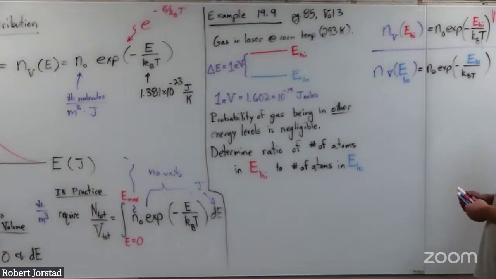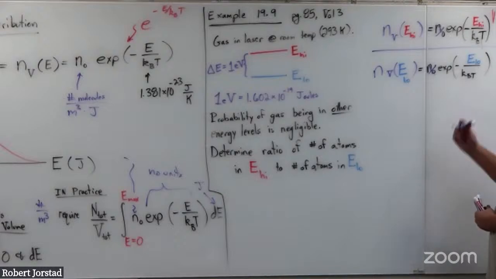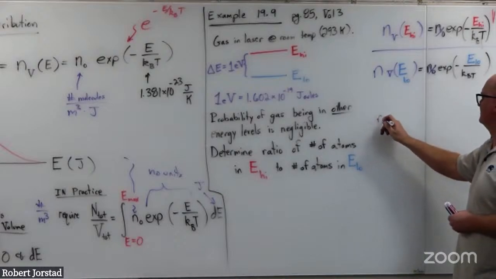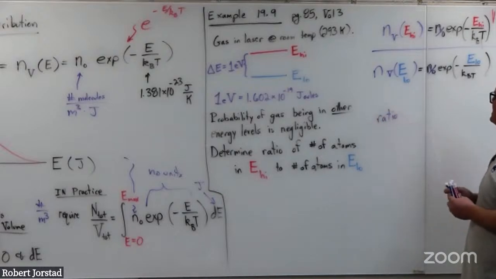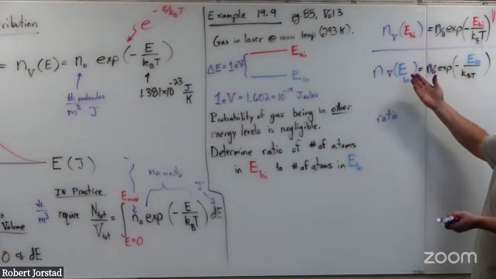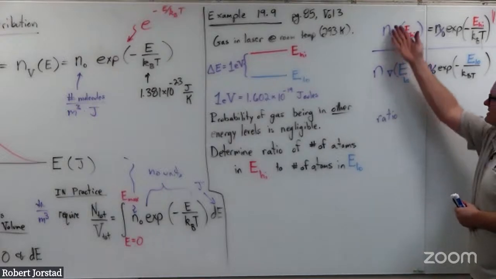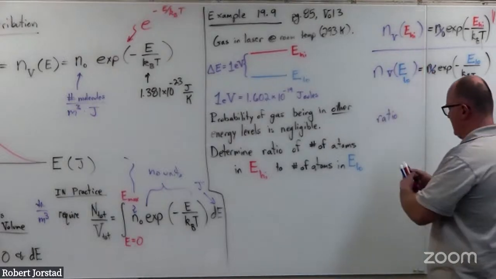What happens? This parameter we have no clue about drops out. And notice we can get the ratio. I should be careful. This is the number per unit volume, and this would be the number per unit volume, but the total volume will drop out. So the number per unit volume ratio will give us the number ratio. So our requested ratio is this. And what do we get?